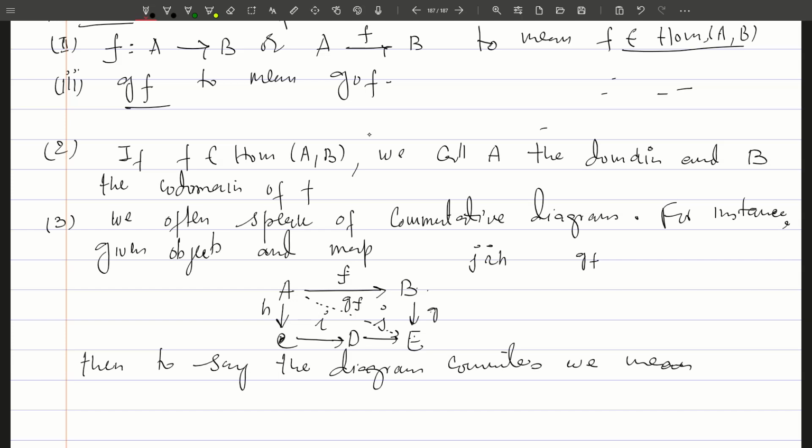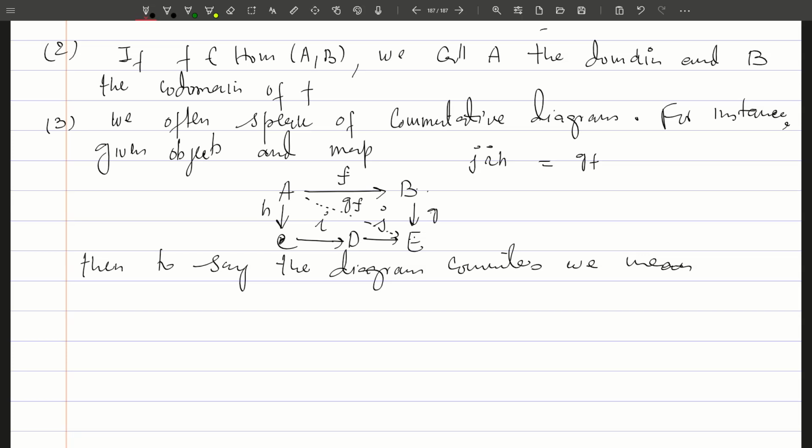So to say this diagram commutes means that these two ways, these two paths, I mean these two maps, are equal. So we say the diagram commutes means the map G composed with F is equal to the map J composed with I composed with H.